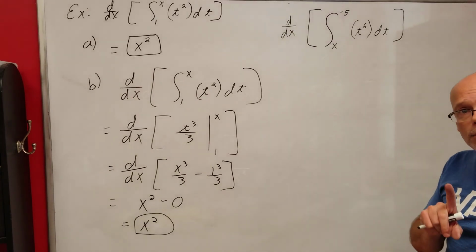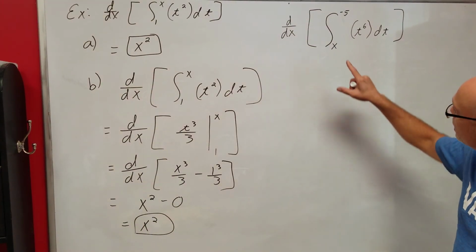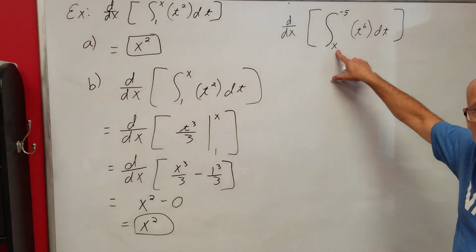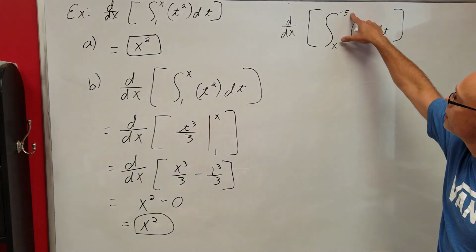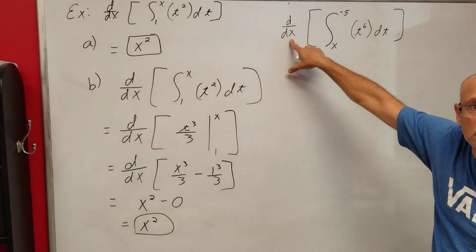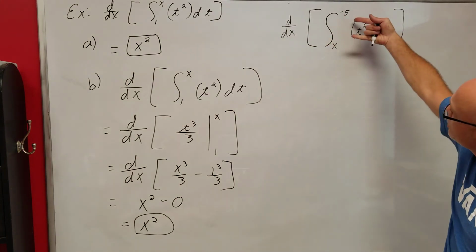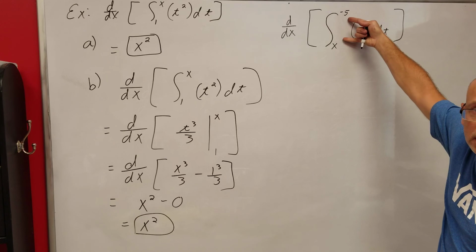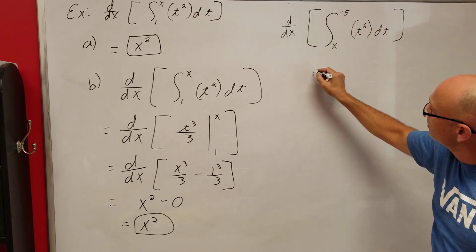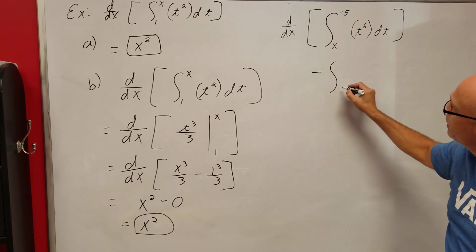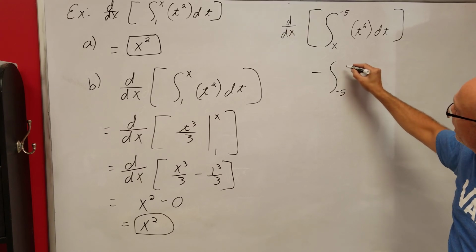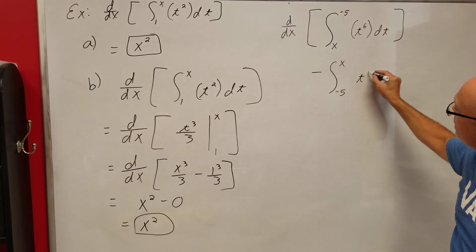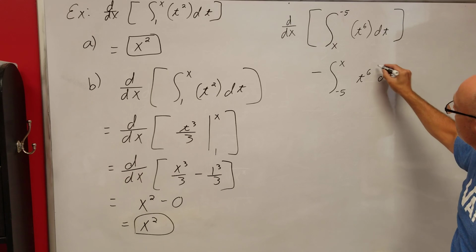The fundamental theorem of calculus part 2 says make sure you have a lower limit that is a constant, and the upper limit is that variable that matches. Well, I have just the opposite, right? But how could I switch these limits of integration? If I called this a negative integral from -5 to x of t to the 6 dt, right?